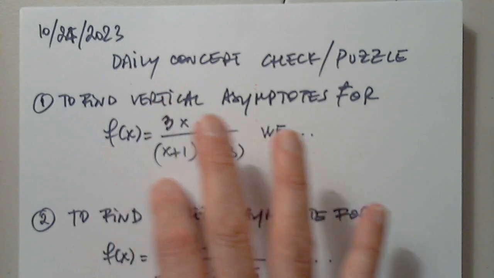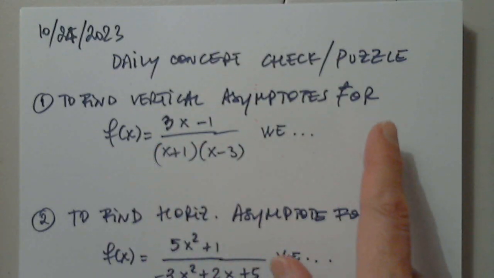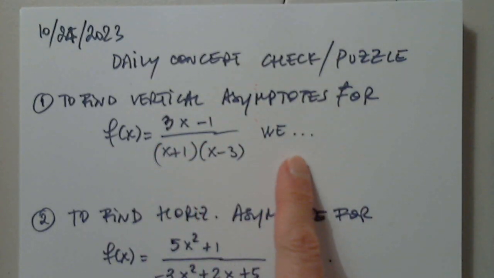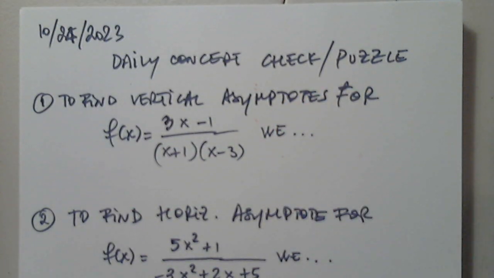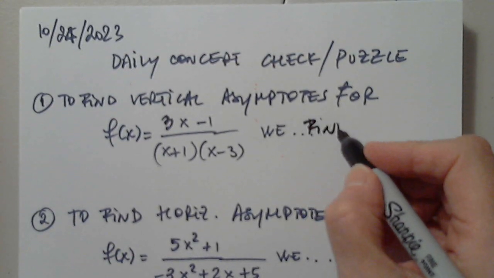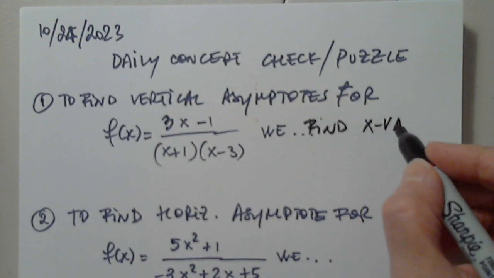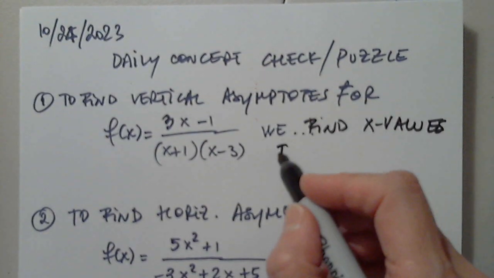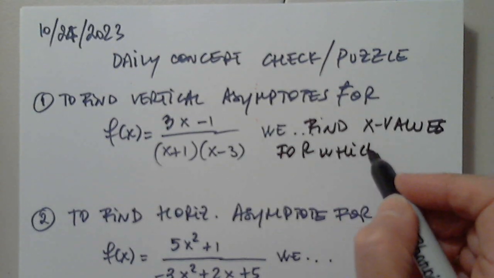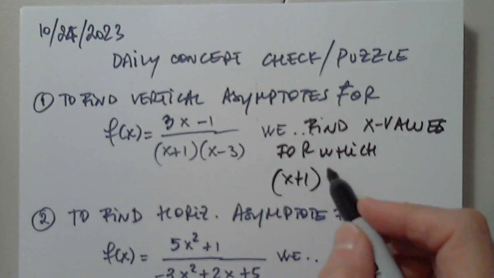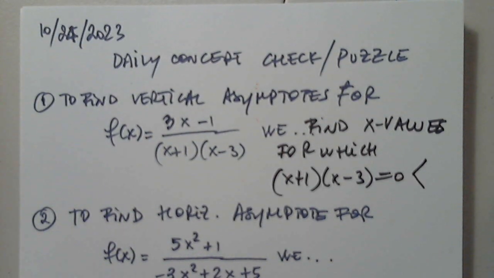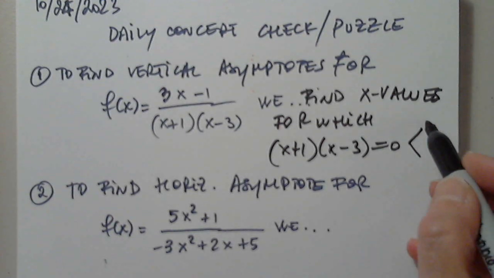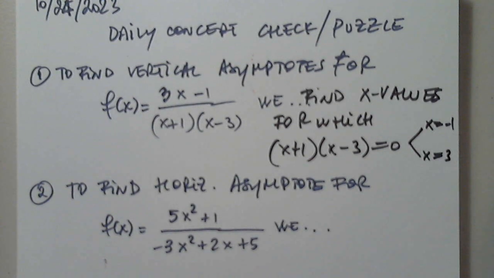So this is an example of a function. To find vertical asymptotes for this function, we do what? What are the steps? So the denominator is equal to 0. Yes. We find x values for which (x plus 1)(x minus 3) is 0. Yes, and those are? x equals -1 and x equals 3.